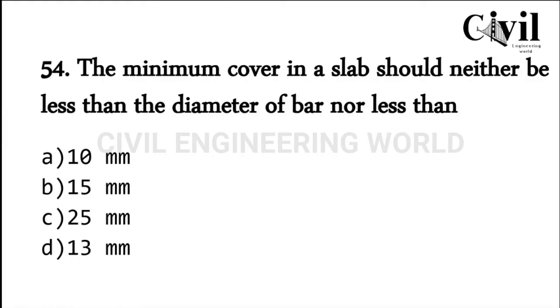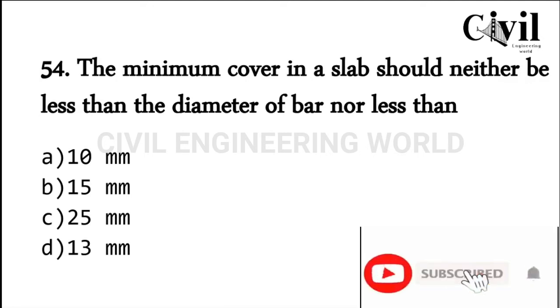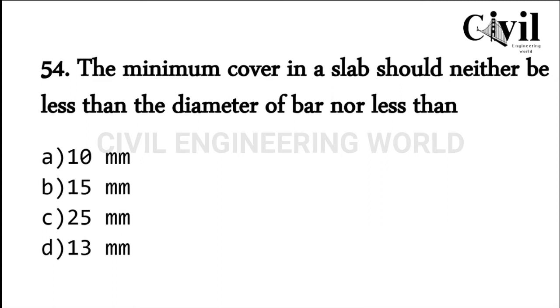Okay, so the minimum cover in the slab should neither be less than the diameter of bar nor less than. So the minimum cover in the slab having the diameter should be not less than 10 millimeter. So we can also calculate it by 15 millimeter. So the minimum cover in the slab should neither be less than the diameter of bar, which is B.